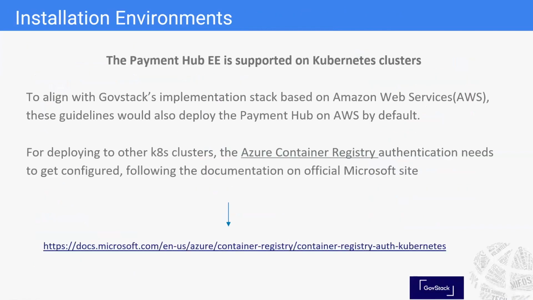Just before we proceed further, we wanted to make a note that the payment hub is supported on Kubernetes clusters, so it is essentially environment agnostic. However, because the environment of choice for GovStack implementations is mostly AWS, the samples and examples that we'll be quoting ahead would be based on AWS, but it could also be done on Azure. And for that, we have specific documentation, which could be used.